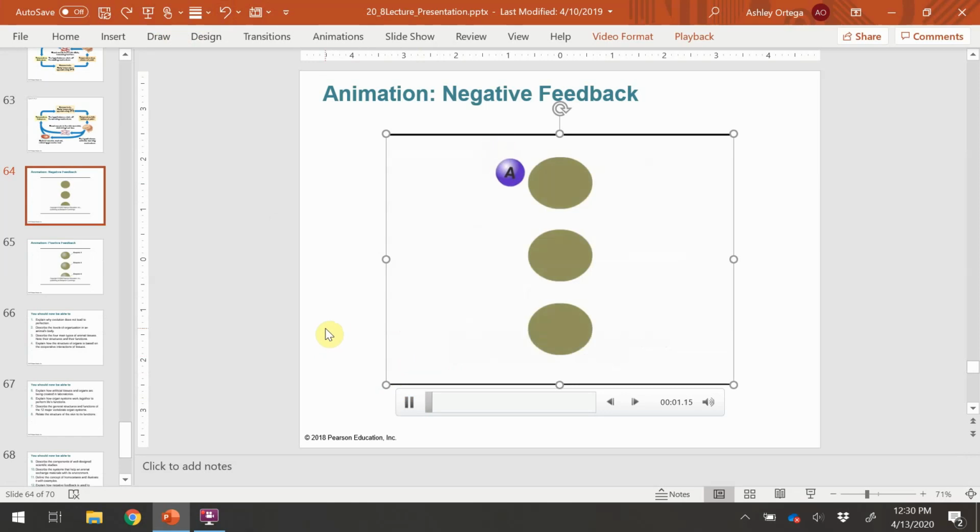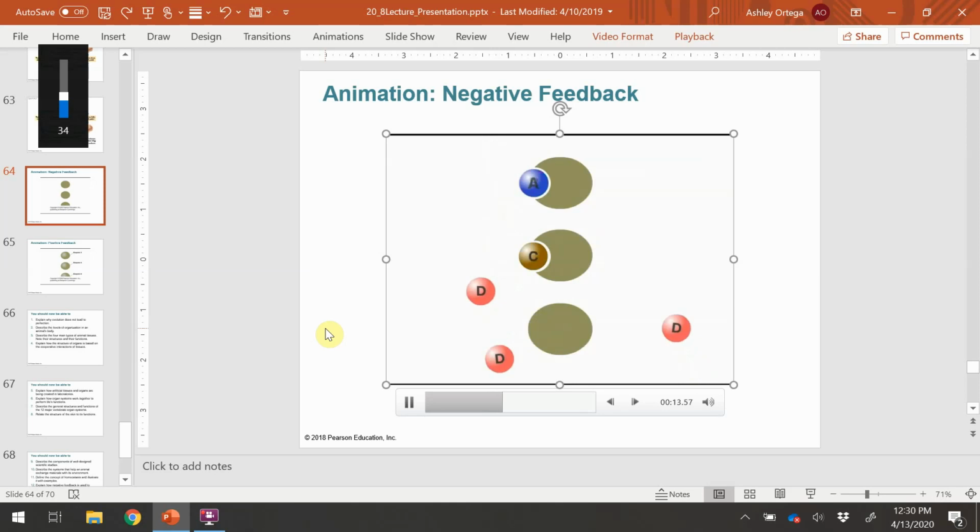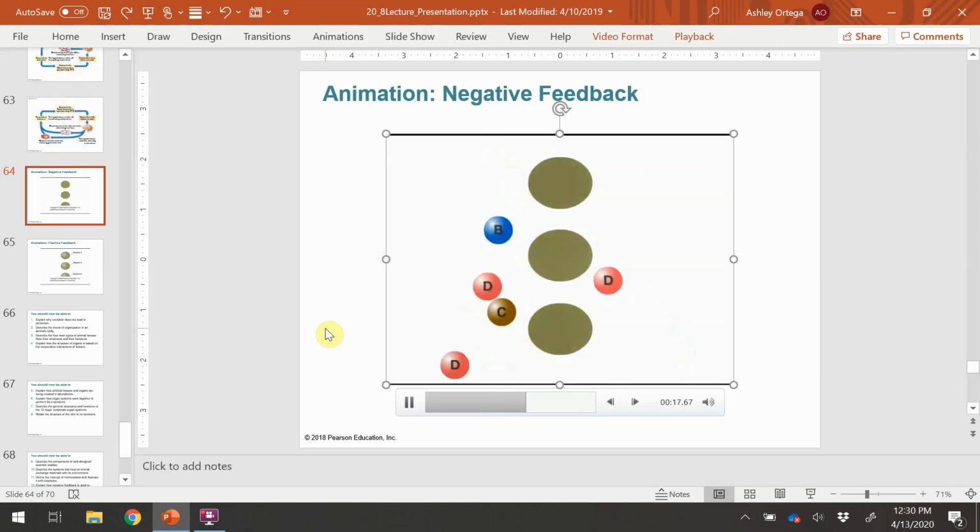This simple animation illustrates the principle of negative feedback, or feedback inhibition, in the regulation of a chemical reaction sequence in a cell. The sequence involves 4 molecules, A, B, C, and D. 3 different enzymes catalyze the conversion of one molecule to the next. The final product, D, inhibits the first enzyme in the sequence. When the concentration of D rises to a certain point, the reaction shuts itself down.